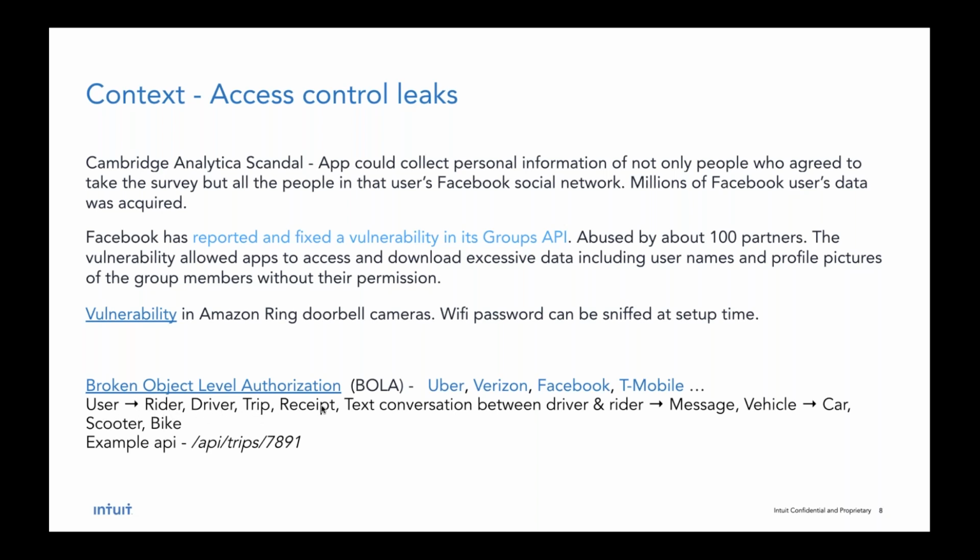It has trips, it has receipts, it has text conversations between driver and rider, which are stored as message entities, and it has vehicle types: car, scooter, bike, etc. Let's say you have an API which is used to fetch trips, and it looks something like this: /API/trip/7891.